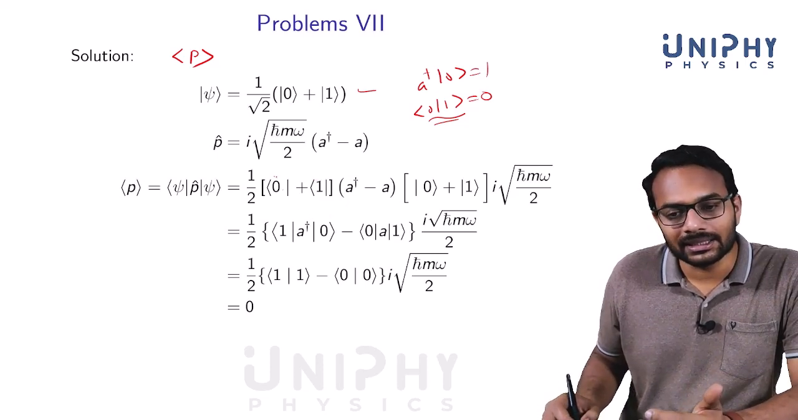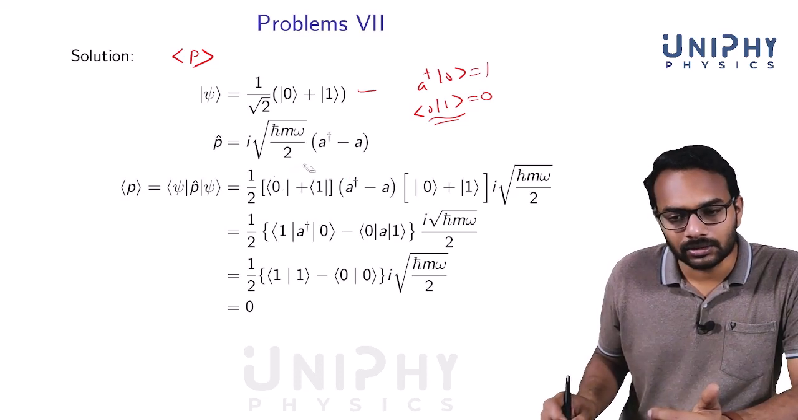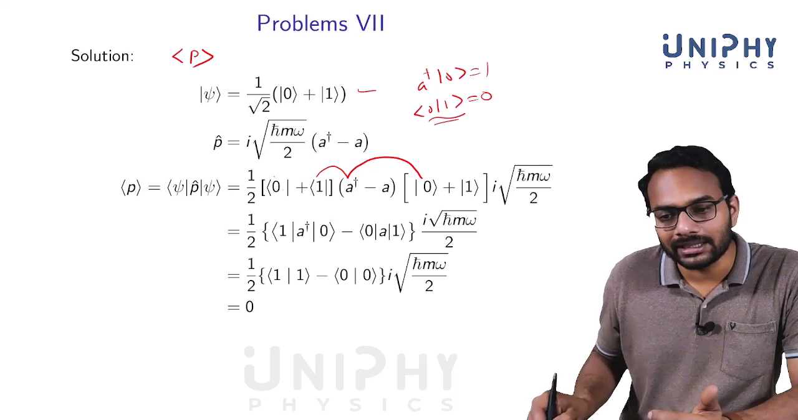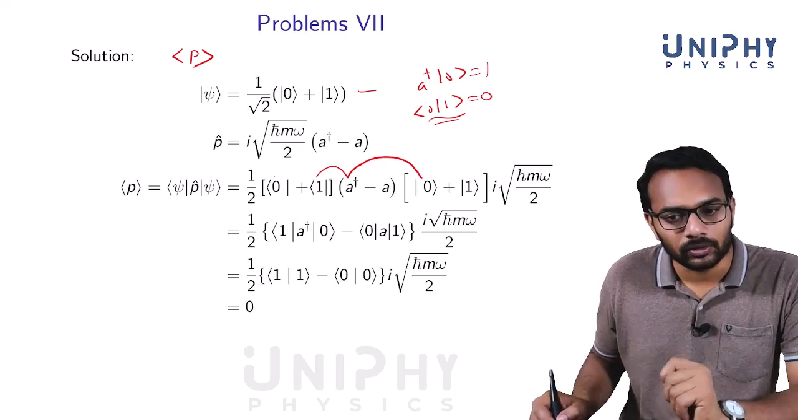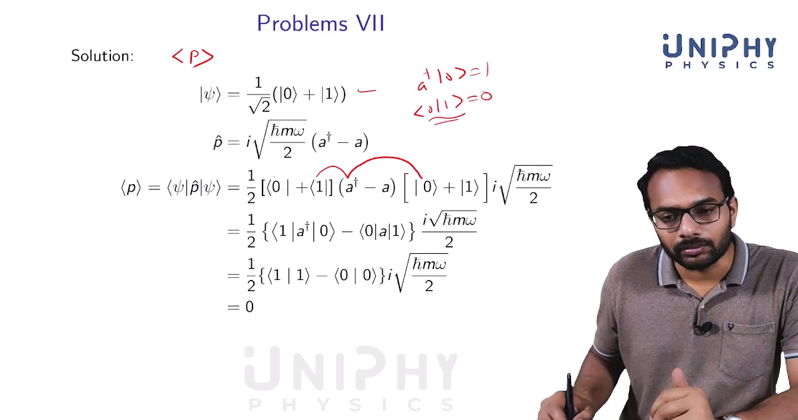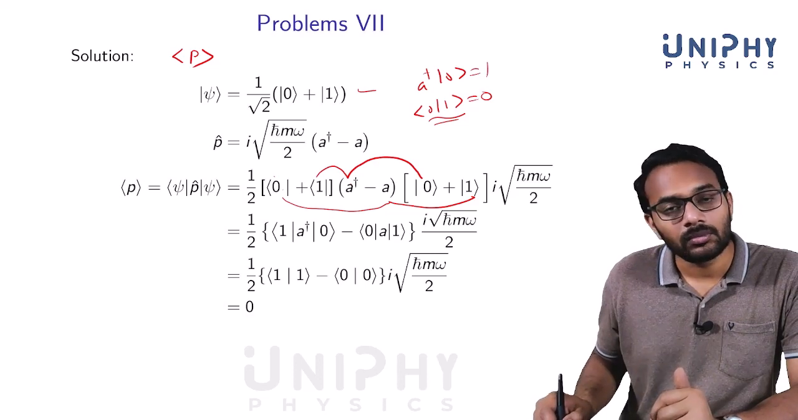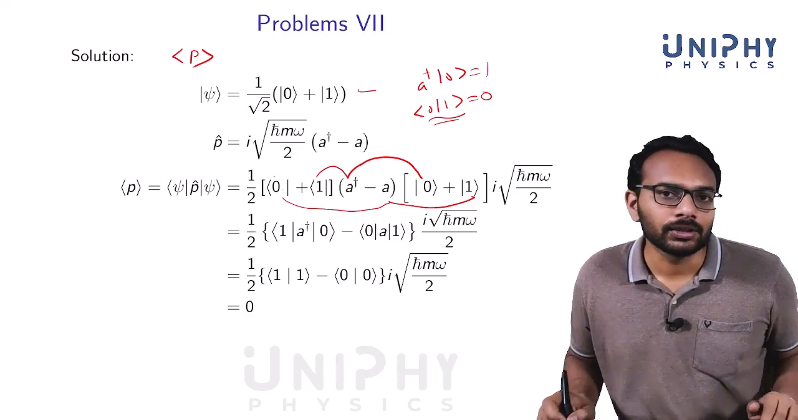So here we see that the non-zero terms are, first, 1 a dagger 0, because this a dagger will take 0 to 1. That's one combination. And then there's another combination: 0 a 1, because this a will take this 1 into 0. You will see that these are the only non-zero terms.